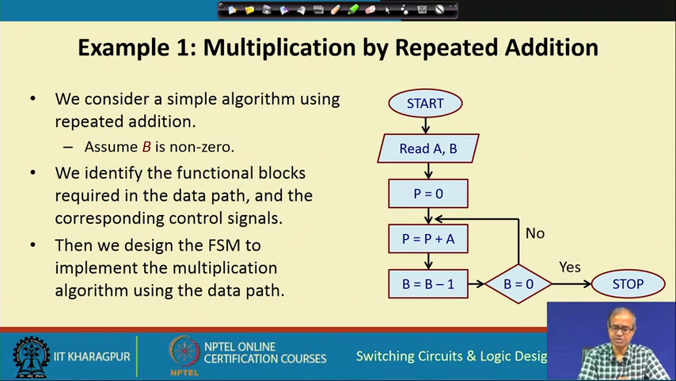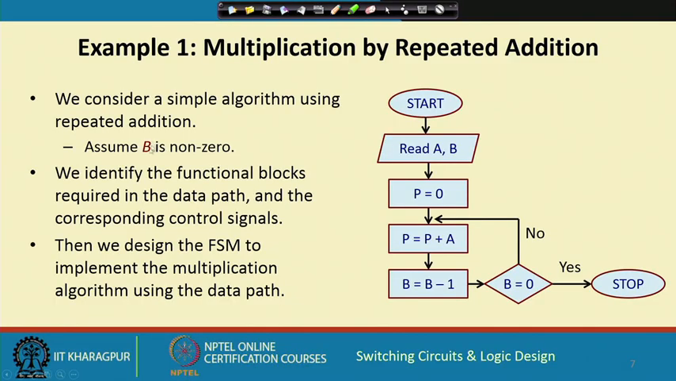So, let us take one example which is quite simple in terms of complexity. Here we are saying that let us try to multiply two numbers by repeated addition. So, what do you mean by this? Suppose I want to multiply 6 by 5, 6 into 5. A simple approach is I can add 6 to itself 5 times, 6 plus 6 plus 6 plus 6 plus 6. That is one way to carry out multiplication. Of course, it may not be very efficient. If the numbers are very large, you will have to add so many times, but this is a very simple method. Let us try to see how this can be designed. Here I am assuming that the second number is non-zero, because here we are not checking whether the second number is 0 or not.